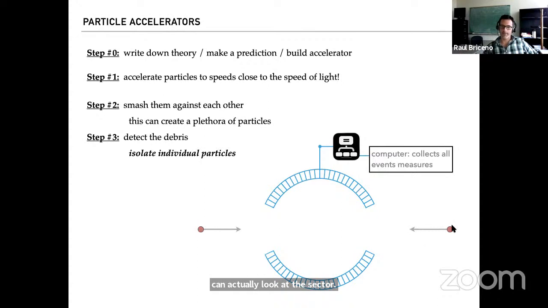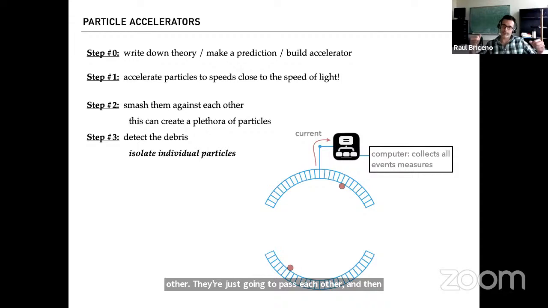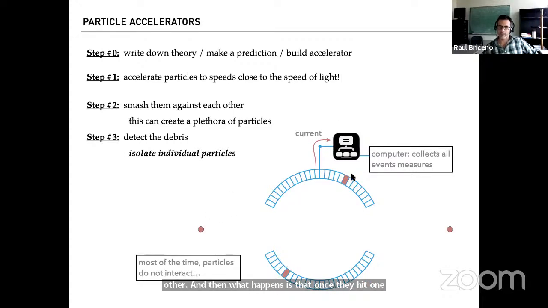And so what can happen is that most of the time, when the particles are zipping through each other, they're just going to pass each other, and then they might be deflected because let's say they have opposite charges, and so they repel from each other. And then once they hit one of these buckets, there's a count. That count gets translated into a current, and that current goes into a computer, right? And you see that there was an event in that instant. Most of the time, the particles just don't interact, and so they just pass each other.